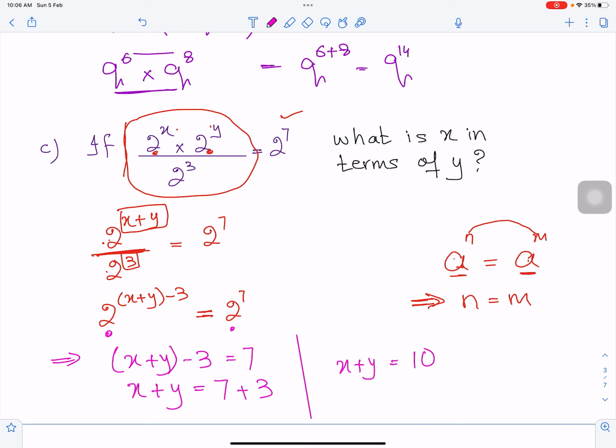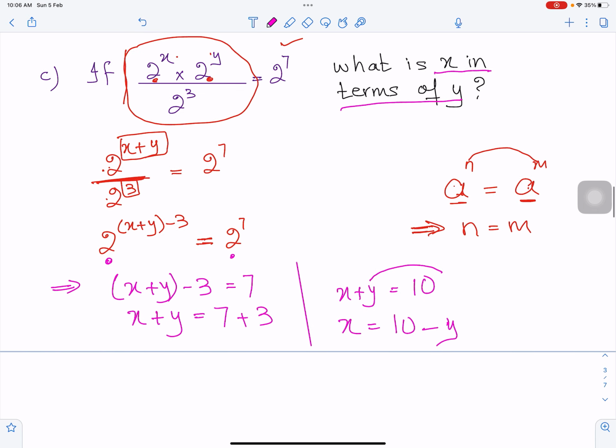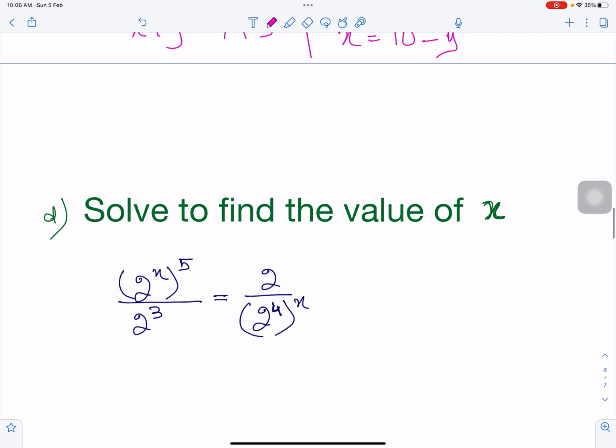What was the question saying? X in terms of y. So I have to make x the subject. So y has to go to the other side. It is plus y, it will become minus y. Right? So the question looked difficult, but actually when you start solving stepwise, it will not be difficult for you.